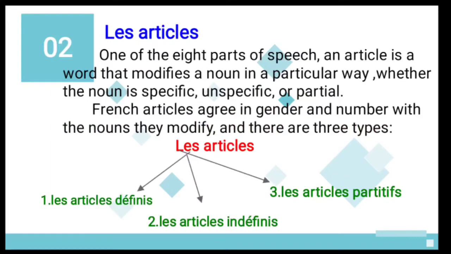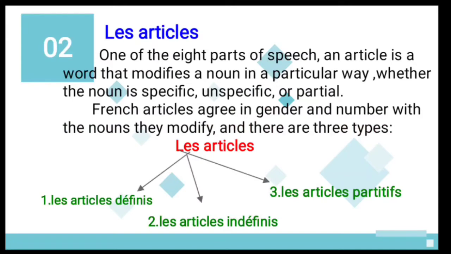Specific. And second, unspecific. Unspecific is a noun that does not have a unique identity, and it could be a noun that is being mentioned for the first time in the text. An unspecific noun is called a countable or uncountable noun. And next, partial. What is the meaning of partial? A part of something that has been divided. That is called partial.